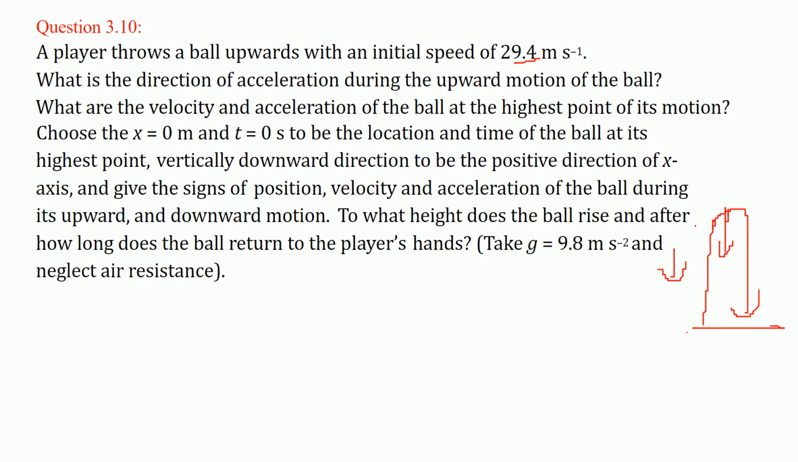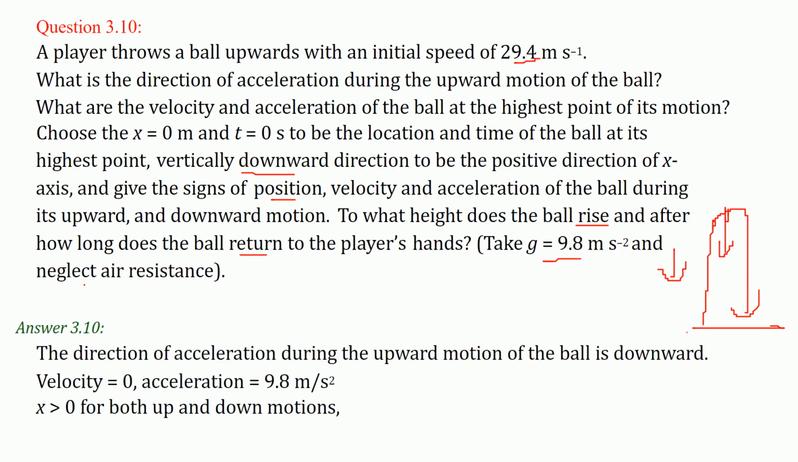It is gravity. We have to choose x equal to 0 and t equal to 0 to be the location and time of the ball at its highest point, vertically downward direction to be the positive direction of x-axis, and give the signs of position, velocity, acceleration of the ball during the upward and the downward motion. To what height does the ball rise and after how long does the ball return to the player's hand? g is given as 9.8 and neglect air resistance.